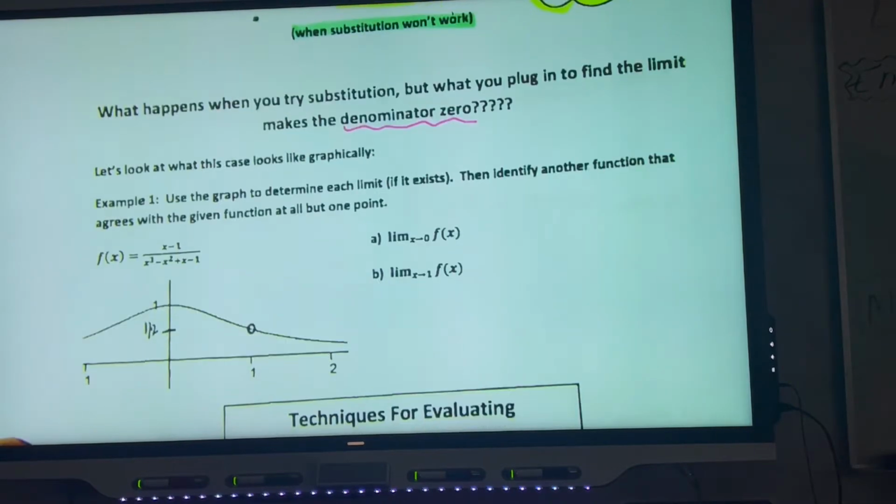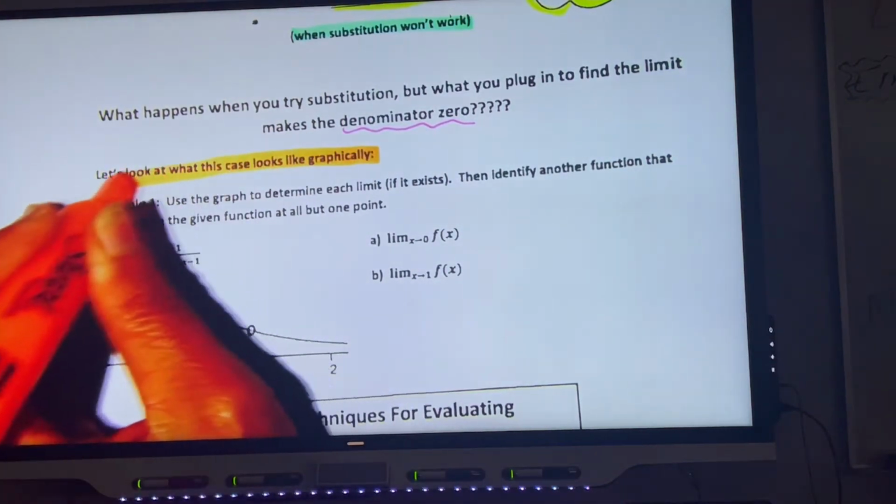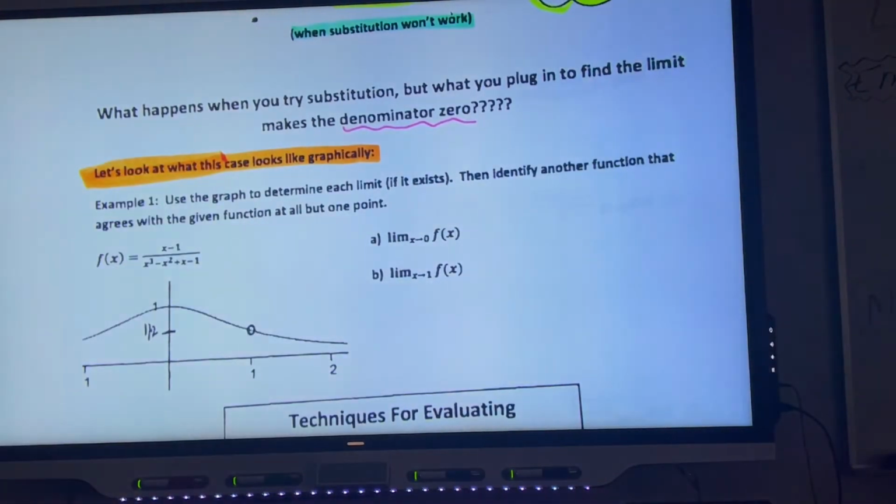So what we got to do is look at it graphically, because the graph tells all. The graph will tell us exactly what's going on. So when you have a graph, that's the best way to go, besides plugging stuff in. It's easier than plugging stuff in, just to look at the graph and see for yourself what the limit is going to be, if it exists.